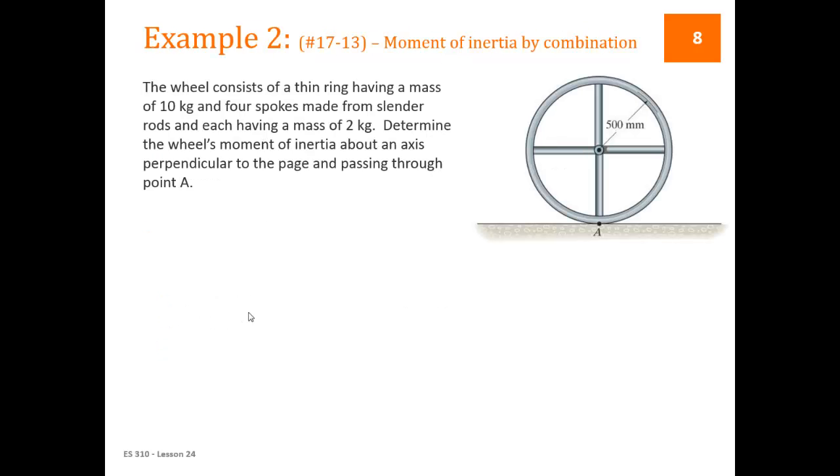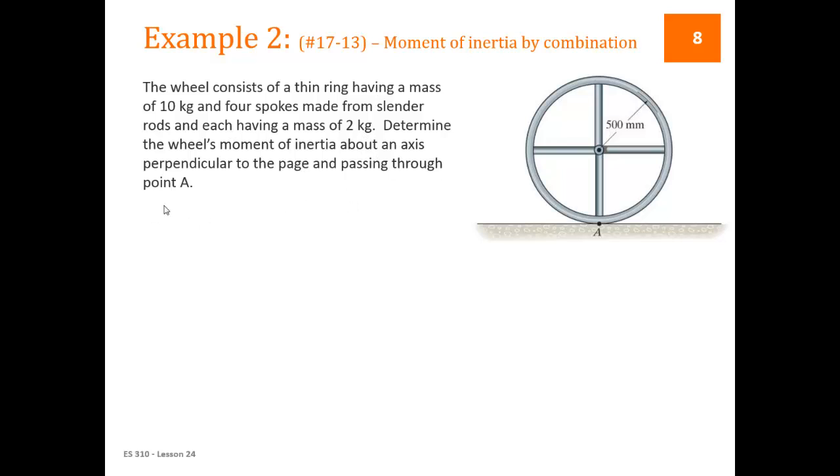So let's see an example of this where we're going to use our tables and composite bodies to find the mass and moment of inertia of this wheel. We know that the wheel has a ring with a mass of 10 kilograms and it has 4 spokes that have a mass of 2 kilograms each.